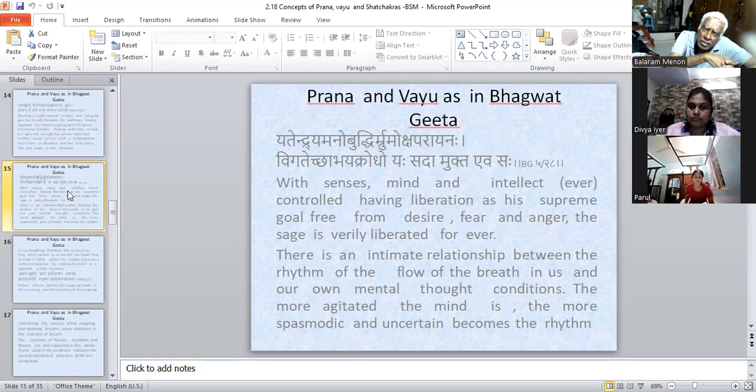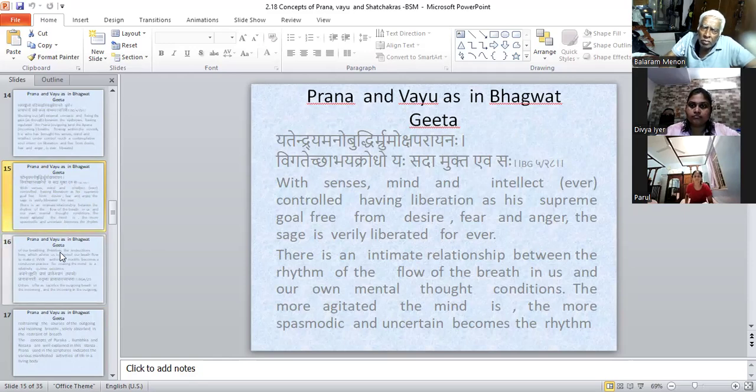There is an intimate relationship between the rhythm of the flow of the breath in us and our own mental thoughts and condition. The more agitated the mind is, the more spasmodic and uncertain becomes the rhythm. Manasa chanchala Krishnaha. You heard, no? In the Bhagavad Gita, chanchala manasa Krishnaha. Initially, what happens? The mind becomes very turbulent and wavering. If relatives or his uncles and cousin brothers are standing before him, he cannot lift the bow and arrow. Arjuna cannot lift a bow and arrow. His mind is chanchala.